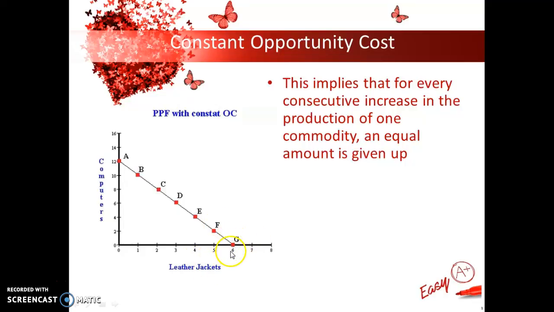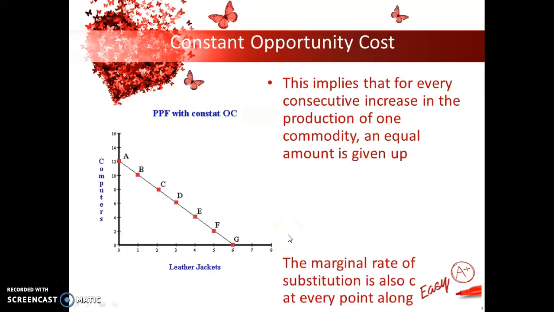So let's go from this end. Suppose you're producing at point G, where you have 6 leather jackets and 0 computers. If you want to produce 2 computers instead, then you'll have to give up 1 leather jacket. If you want to produce 4 computers instead, then you have to give up 1 leather jacket. So you see, you have to give up 2 computers at all times and 1 leather jacket at all times. So that is constant opportunity cost.